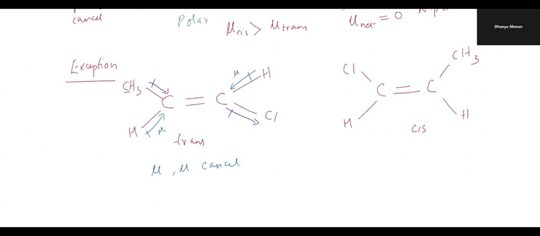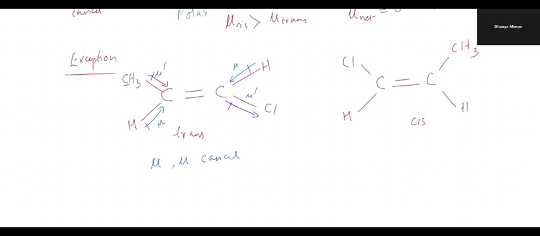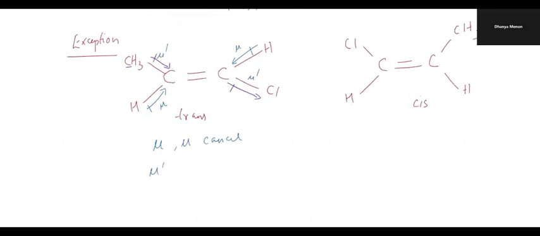But mu dash and mu dash, they don't cancel each other. So there is a net dipole and it is not equal to 0. Hence the molecule is polar, even if it is trans.